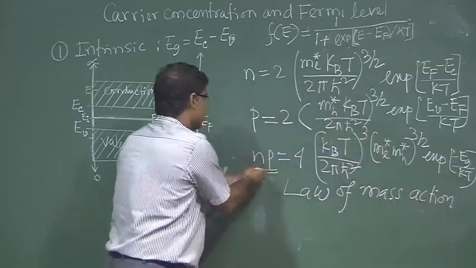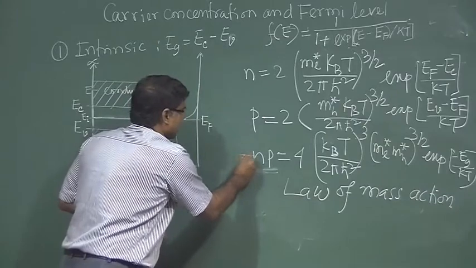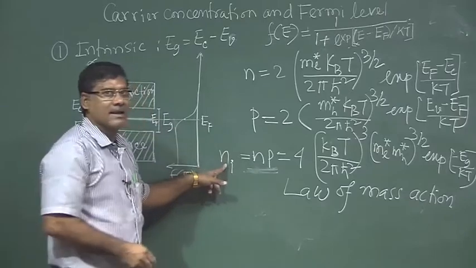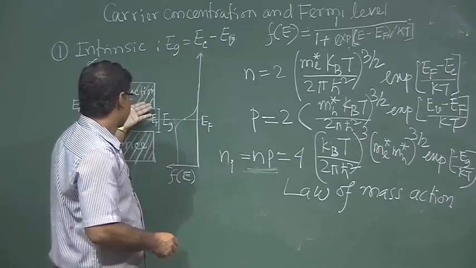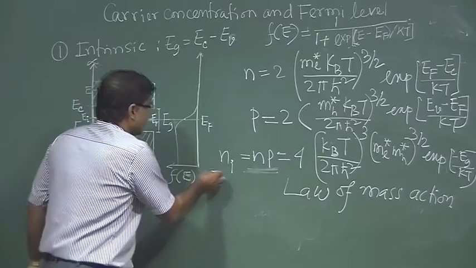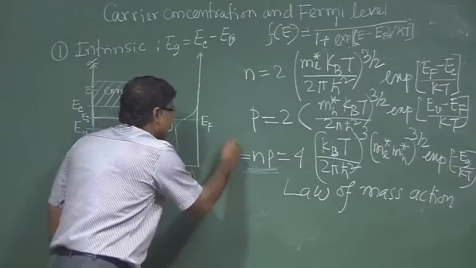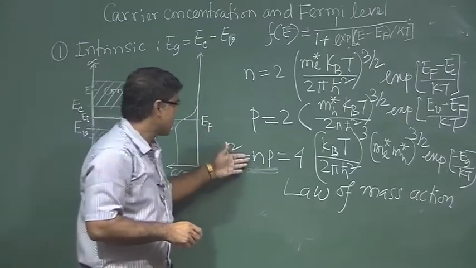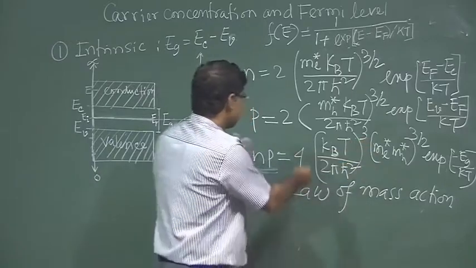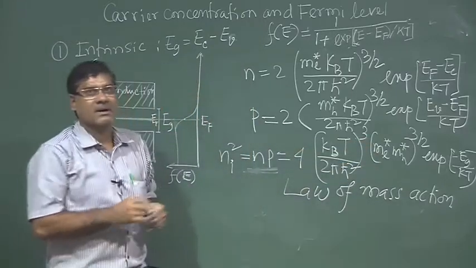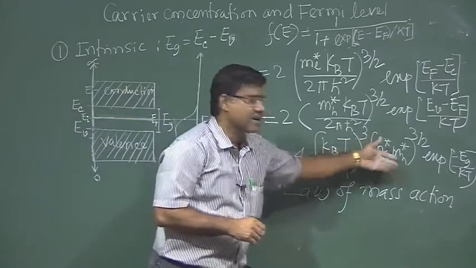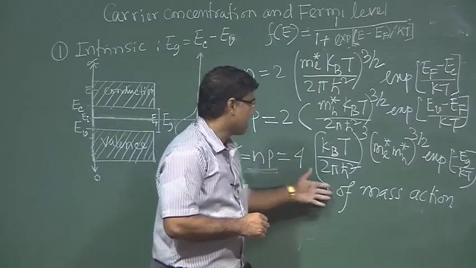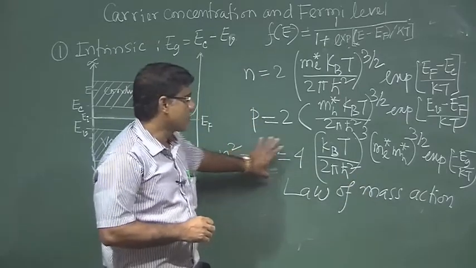So, this product is always constant here. If it is for an intrinsic semiconductor, the product is ni square, where ni is the intrinsic carrier concentration, so ni square equal to np. This is valid for all semiconductors, because it is independent of Fermi energy, and this is called the law of mass action. This is a very important finding.